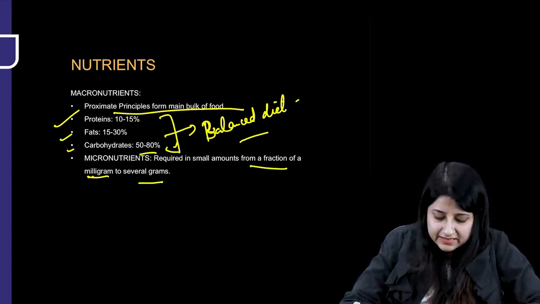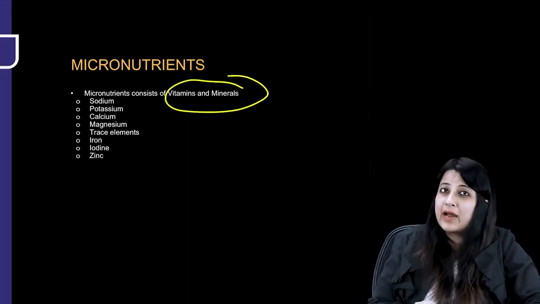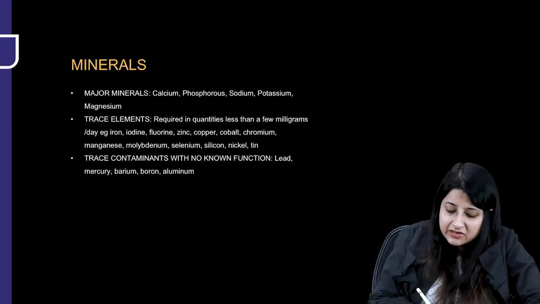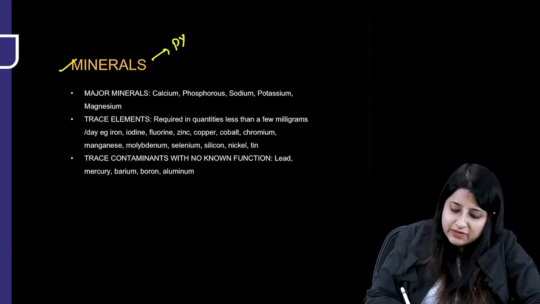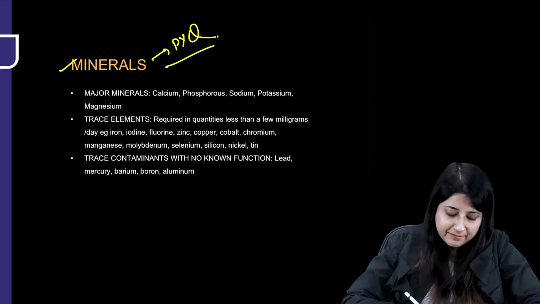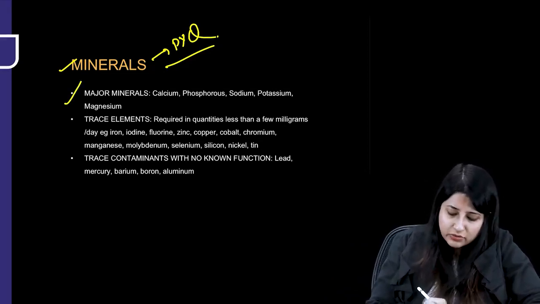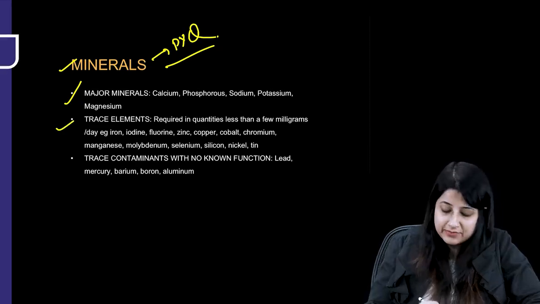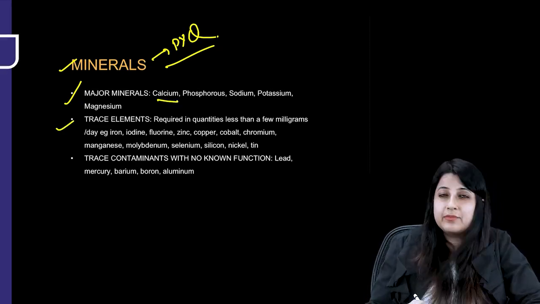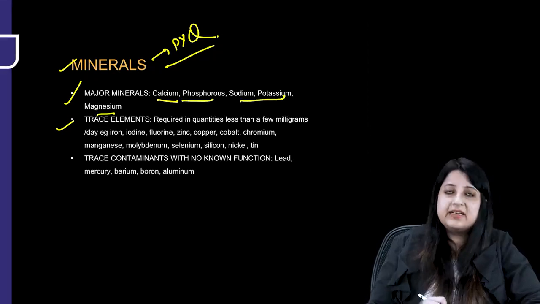Those are micronutrients. But they also ask you to further classify. So remember, they consist of vitamins and minerals. In minerals, this is a very famous PYQ. They've gone one step ahead in asking. In minerals you have major minerals. Okay, what are the major minerals? And you also have something known as trace elements. So major minerals are, please remember, calcium, phosphorus together, sodium, potassium together, and magnesium.